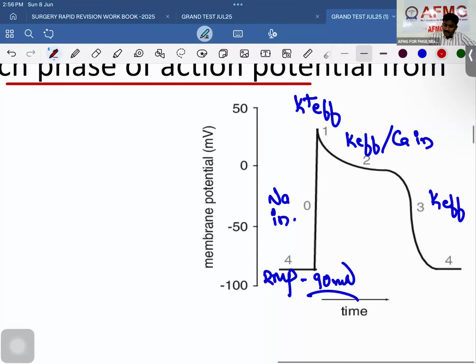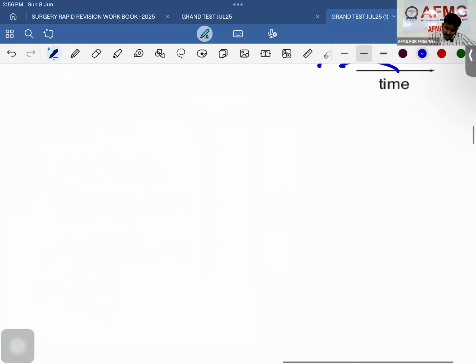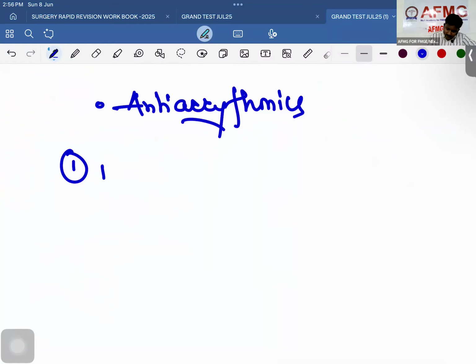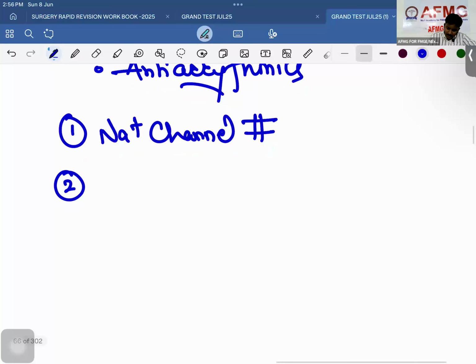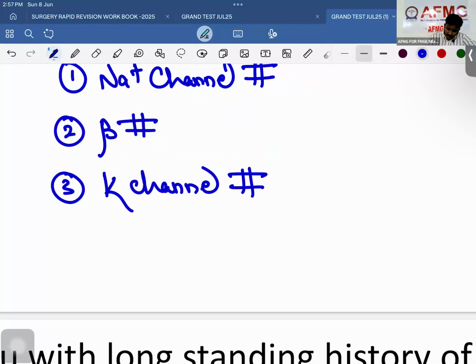अब मुझे बताओ, there are how many groups of antiarrhythmic drugs that we have? There are a total of 4 groups of antiarrhythmic drugs, beta. Class 1 antiarrhythmics are going to be sodium channel blockers, beta. याद रखना. Class 2 antiarrhythmics will be beta blockers. Class 3 antiarrhythmics will be potassium channel blockers. And class 4 antiarrhythmics will be CCBs, that is calcium channel blockers, beta.